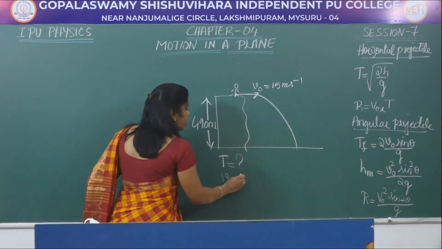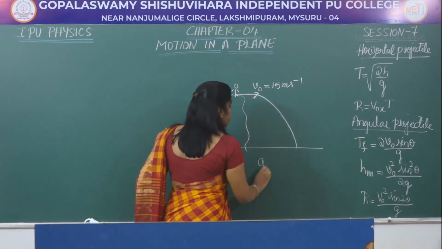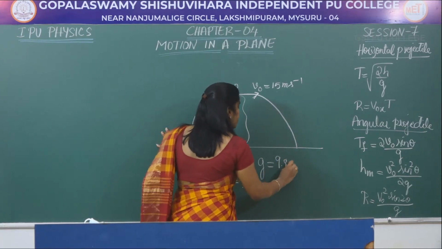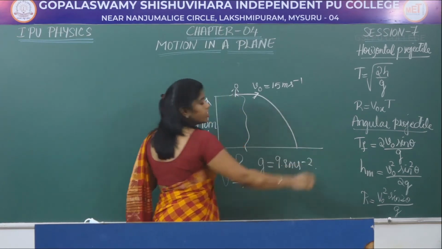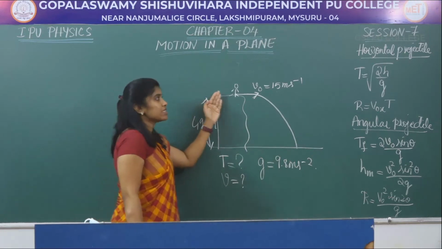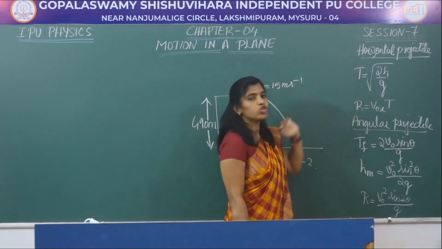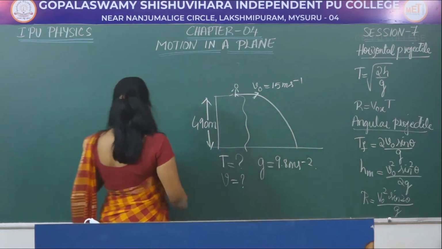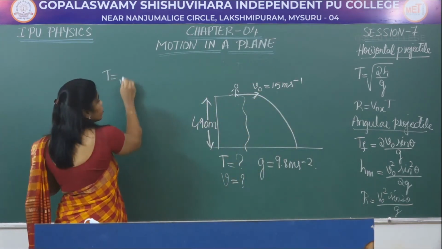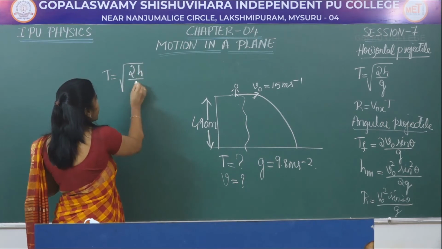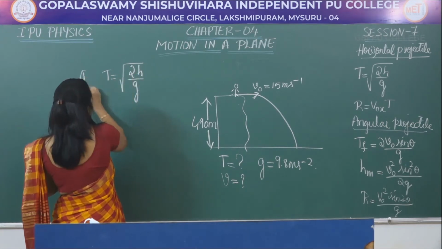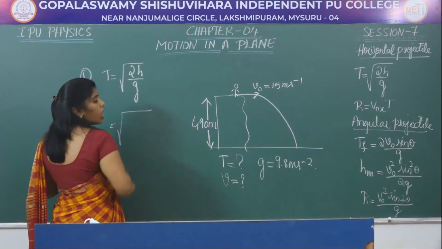These are the things which you have to find out. They say that g is 9.8 meter per second square. So what case is this? Is it a horizontal projectile or an angular projectile? It's a horizontal projectile. Therefore, we are going to take up the formula t is equal to under root 2h by g.